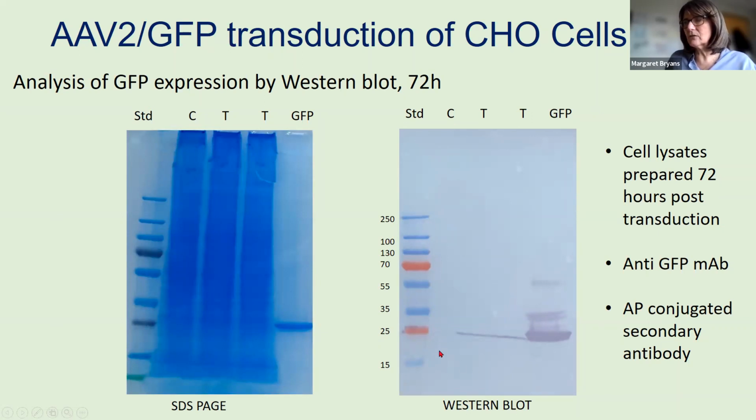But here we can clearly see GFP production in both of our transduced cell lysates, but not in our control cell lysate. So again, this is a more straightforward way, using techniques that we already have incorporated into our program, of introducing gene therapy transduction of cells. We used an anti-GFP monoclonal antibody, and an alkaline phosphatase conjugated secondary antibody for this colorimetric reaction. So this is our low-tech approach to evaluating CHO cell transduction by AAV GFP. And I'll pause there.